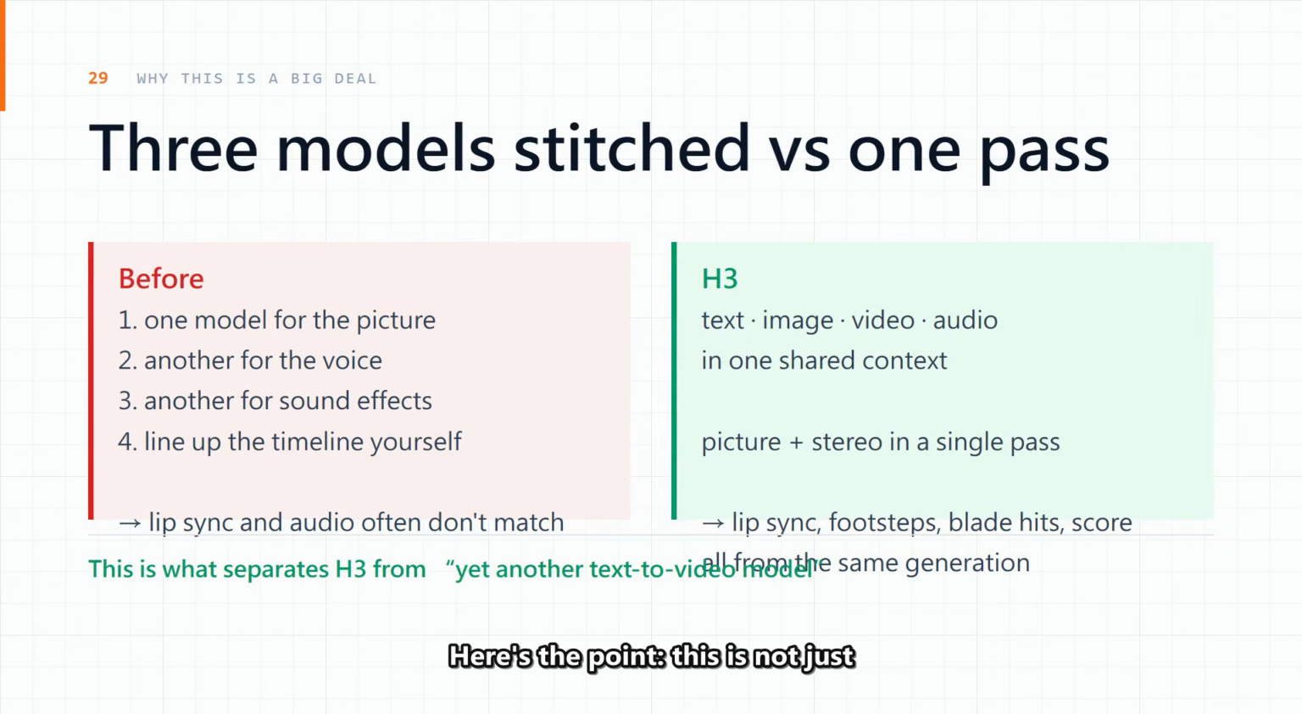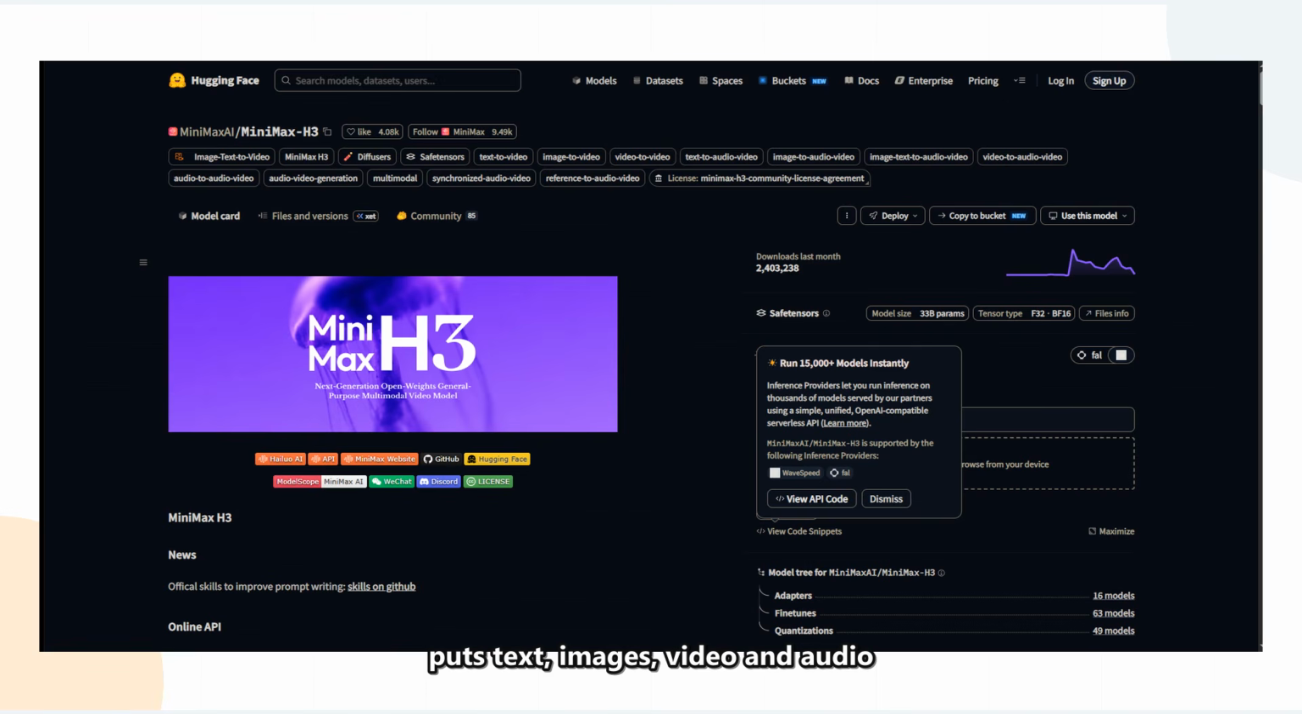Here's the point. This is not just another text-to-video model. Before, you'd pick one model for the picture, another for the voice, another for sound effects, and then line up the timeline yourself. H3 puts text, images, video, and audio into one shared context and generates the picture and the stereo audio together. Lip sync, footsteps in the snow, the ring of a blade, the background score, all from the same single pass. Quick spec run.